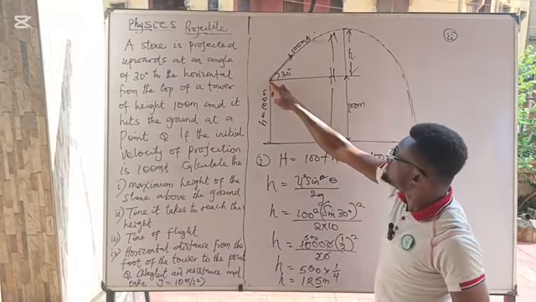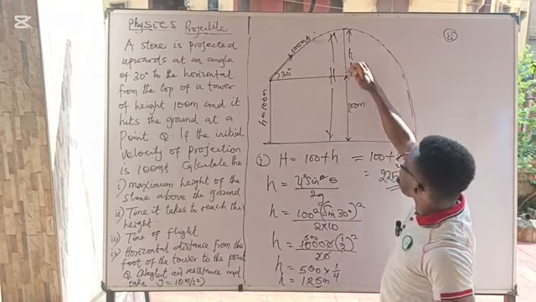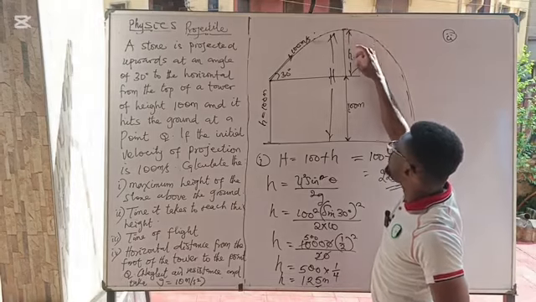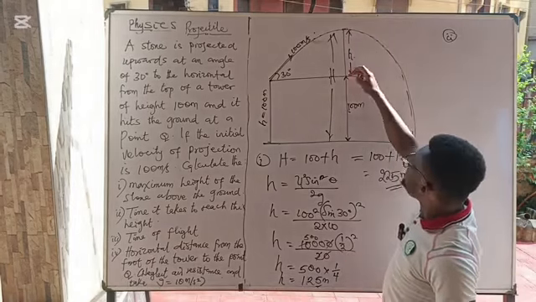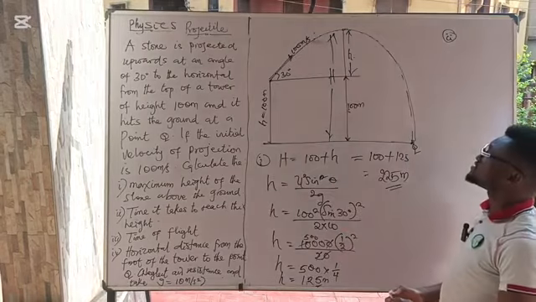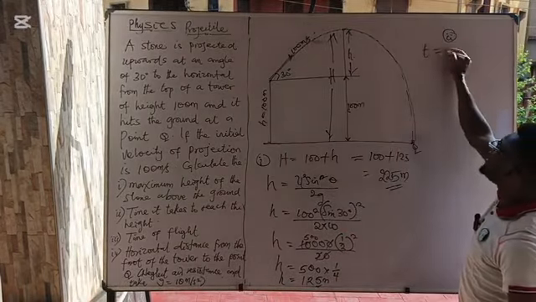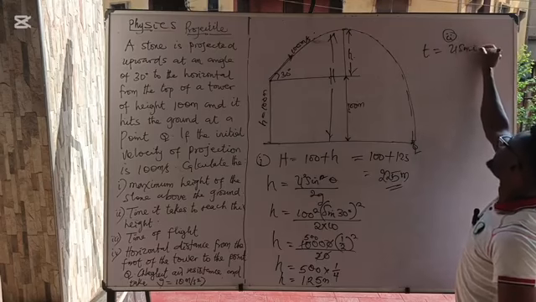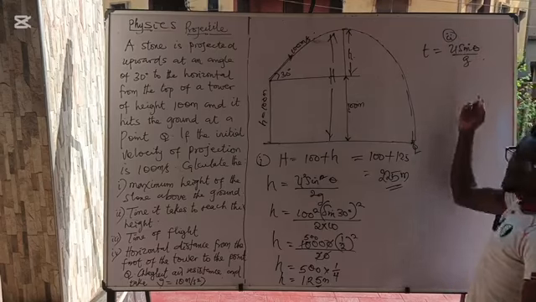Remember, the body was projected from this very level. It attained a particular height. So we are now looking for what? The time taken to reach the maximum. So second one, time taken to reach the maximum, we have a formula for it, which is this.